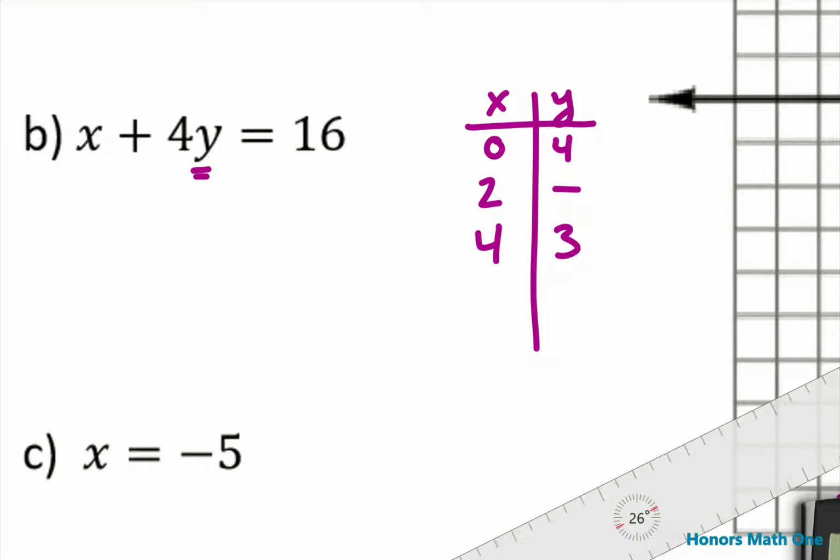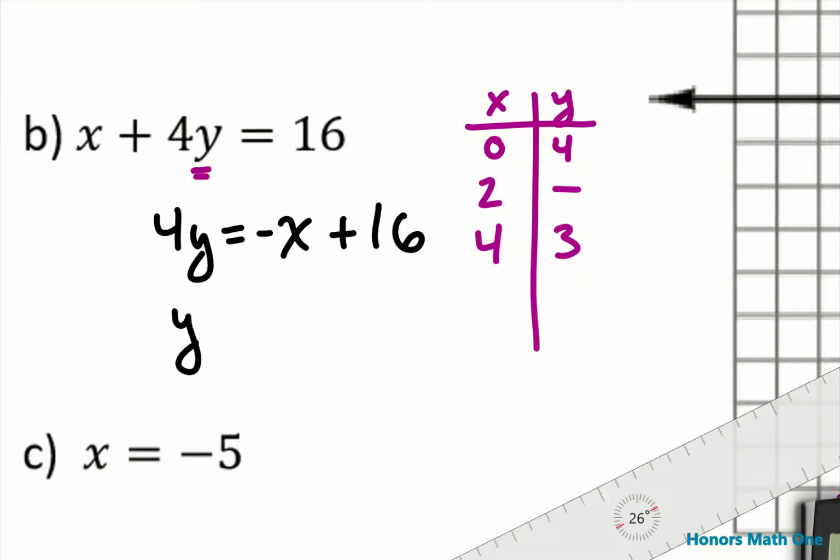So I'm kind of guessing some numbers, and I could carefully plot those points and get the equation of the line. Probably a more efficient way to do this is to transform it into a form of the equation that we know how to easily graph. For example, I could rewrite this as 4y equals -x plus 16. You can see I've just subtracted x from both sides. And now I'm going to carefully divide everything by 4, so this becomes just y.